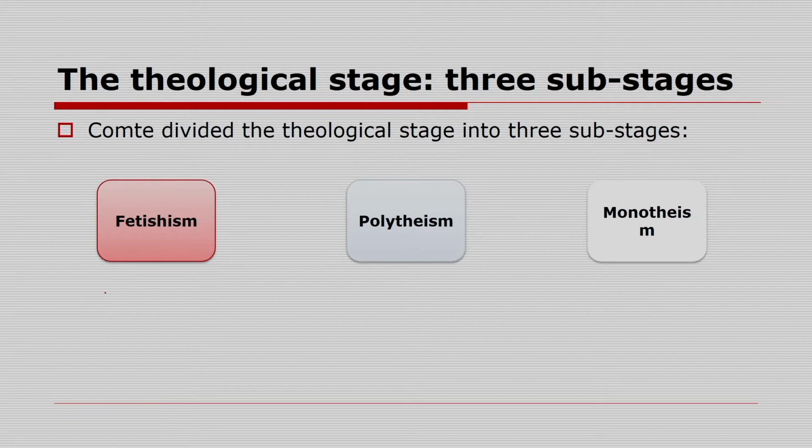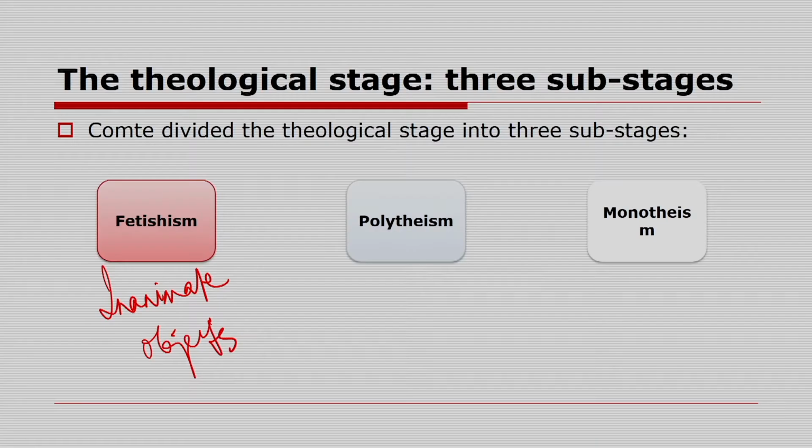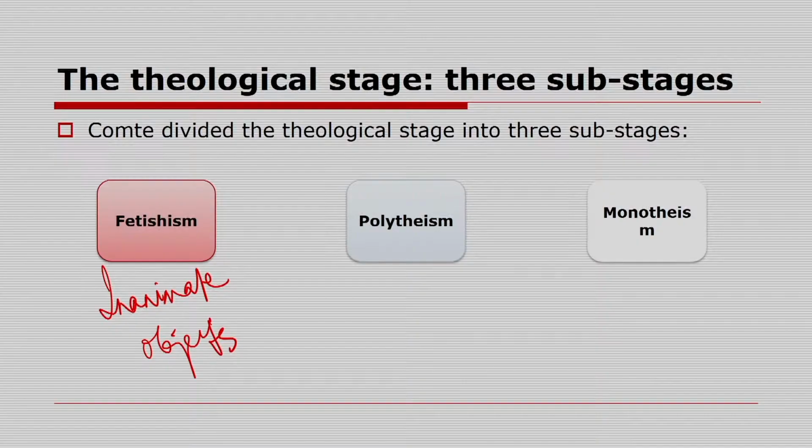Like inanimate objects, like tree, wood, and so on, and they have a supernatural source. Polytheism: at one point of time, fetishism began to bring about doubt in the minds of its believers. How is it possible that we worship only trees, oceans, rivers, and so on? As a result, people turned towards polytheism, the explanation of things through the use of many gods, multiple gods.